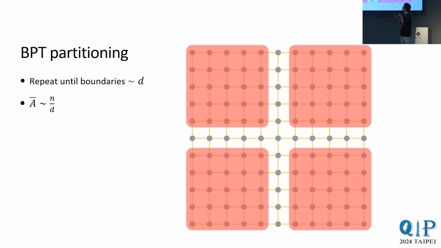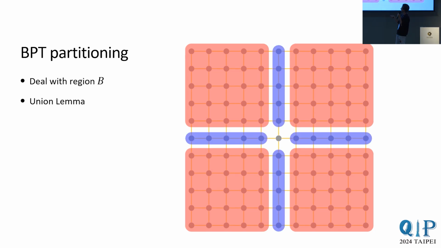correctable region. One way to quantify how good your partitioning is is to look at the size of what's not in the region, the complement of A. In the case of the BPT bound, the complement of A scales as n over D. Great, now the last step, we're almost there. You can convince yourself that these little blue strips are of size roughly D, so with the right scaling, each of these individually is correctable, and they're not connected because there's a gap here.